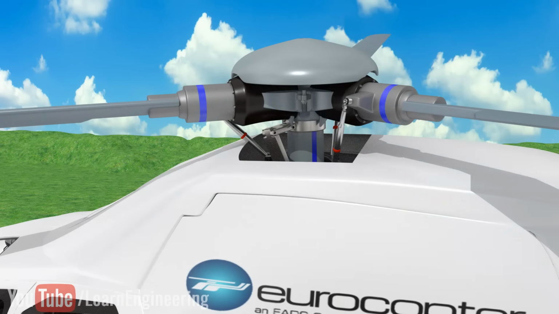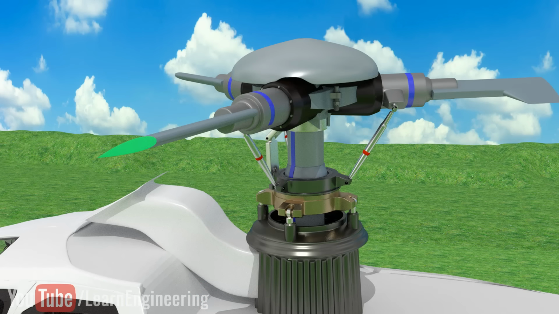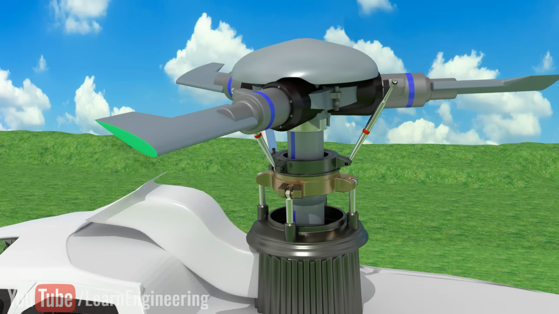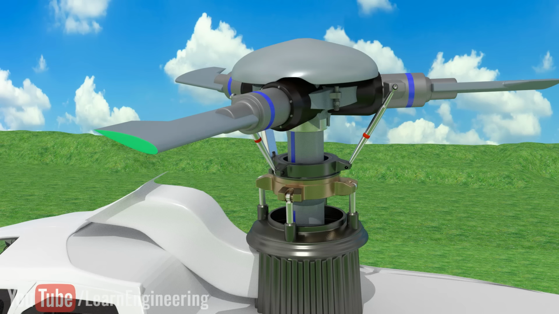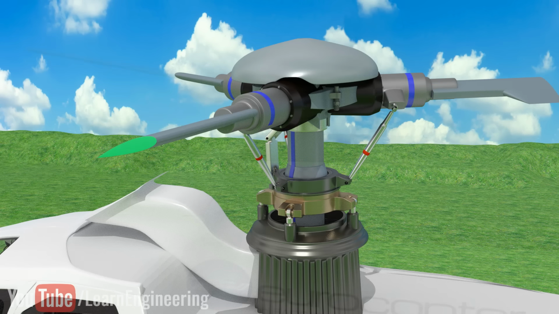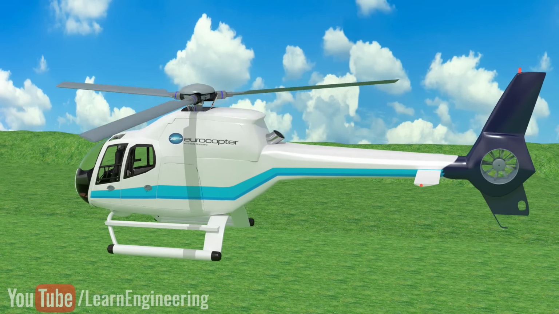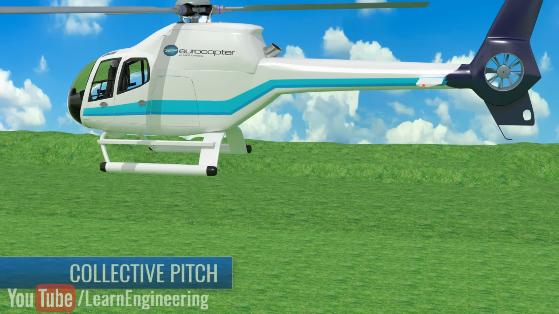If you just lift the bottom swashplate without tilting it, you can see how the angle of attack of all three blades will vary by the same amount. This means that the helicopter lift force will be the same in all three blades, and the helicopter can move up or down without any tilt. Such blade control is known as collective pitch.